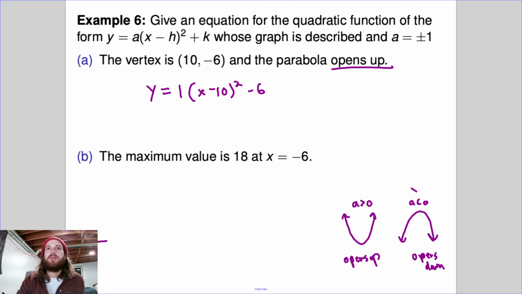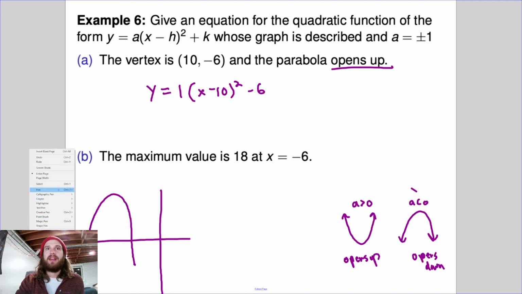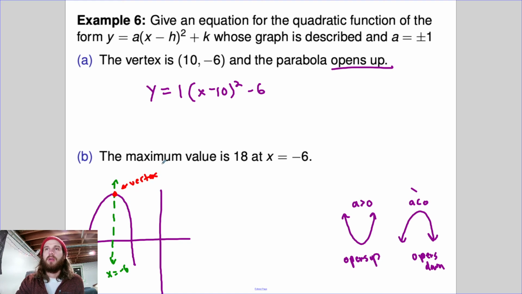Okay, and then this example is a little different. It doesn't say whether it opens up or down, but it says it has a maximum value. So what that means is our parabola is coming up like this, and the maximum value is at the x value -6. So it's saying this is x equals -6. We have a maximum value right here. That's kind of our axis of symmetry. And the maximum or minimum, that's our vertex. And the maximum value is 18.